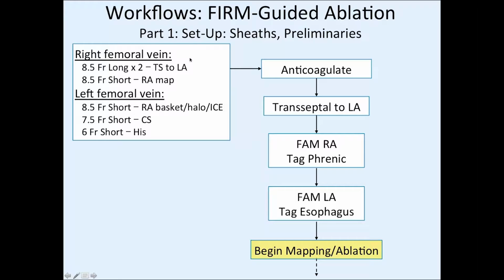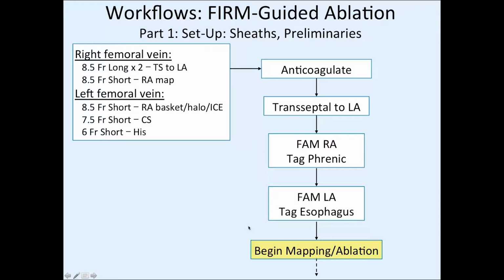Once we have femoral vein access, and I usually use a short catheter for an artery as well for online blood pressure monitoring, we go ahead and anticoagulate, then proceed to transseptal catheterization. We get the right atrial anatomy and tag where the phrenic nerve is, to be able to avoid that area with FIRM-guided mapping in the right atrium.